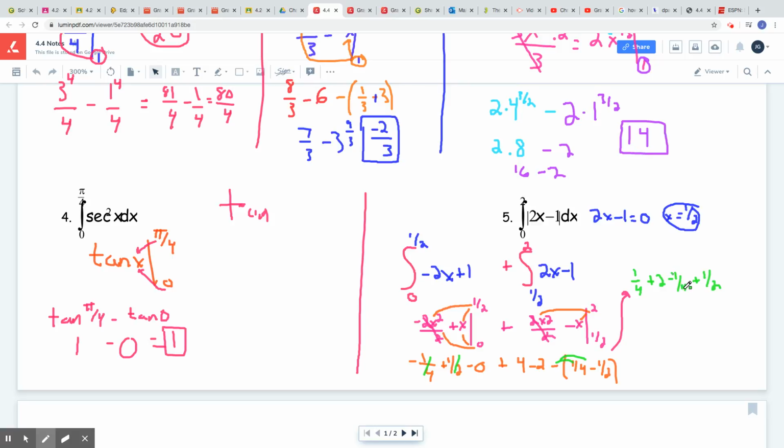1/4 and negative 1/4 cancel. 2 plus 1/2 is 2.5. There you go.